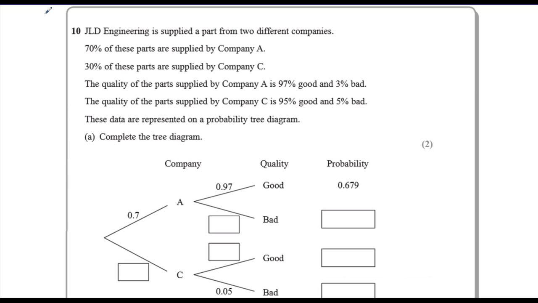Question 10. JLD Engineering is supplied a part from 2 different companies. 70% of these parts are supplied by Company A, 30% by Company C. The quality of the parts supplied by Company A is 97% good and 3% bad. Quality of the parts supplied by C is slightly worse, only 95% are good and 5% are bad.